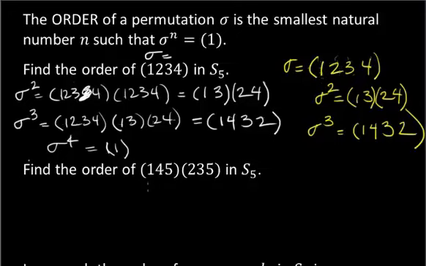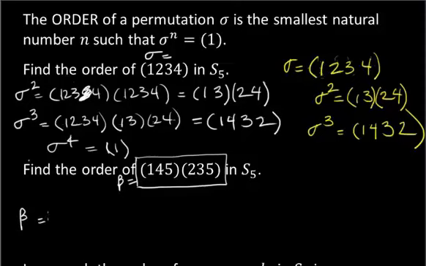All right, now here it says find the order of this permutation. But that is not written in its simplest form. They are not disjoint cycles. So if we want to call this thing something, that's fine. But let's rewrite it in its simplest form as a product of disjoint cycles.